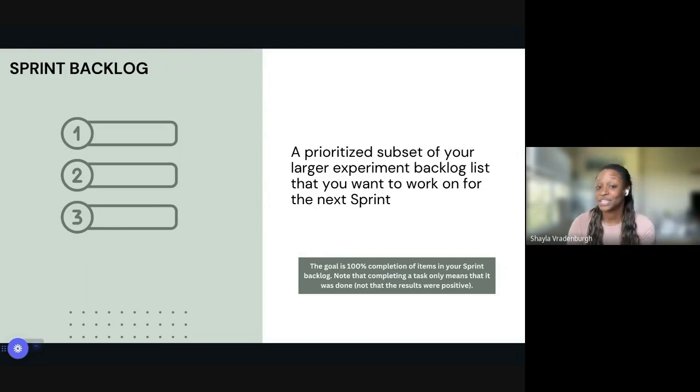I'm sure that sounds incredibly daunting, especially given that a lot of science is failure. But that's also why the definition of done in this scenario is not that the experiment worked properly or gave you the results that you expected, but that you just did the experiment.